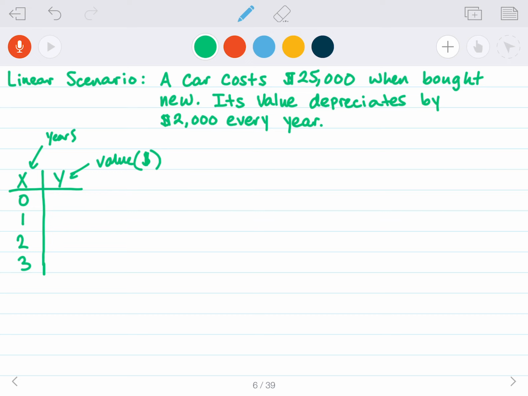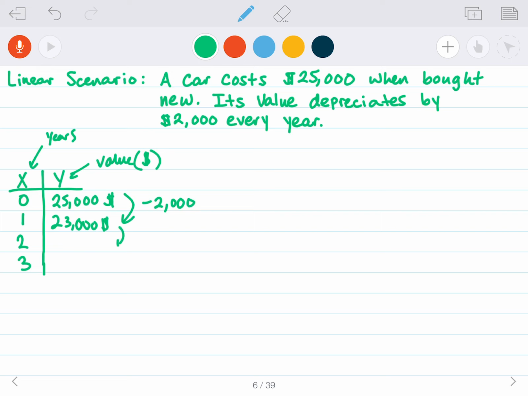Let's do this. Okay, so year 0, how much is the car worth? Well, it's worth $25,000. Car is worth $25,000. It depreciates by $2,000 each year. So how much is it going to be after that year 0? Well, we're depreciating by $2,000, so it's going to be $23,000, right? So this is going to be depreciating, which means it's subtracting $2,000. Now it's only worth $23,000.